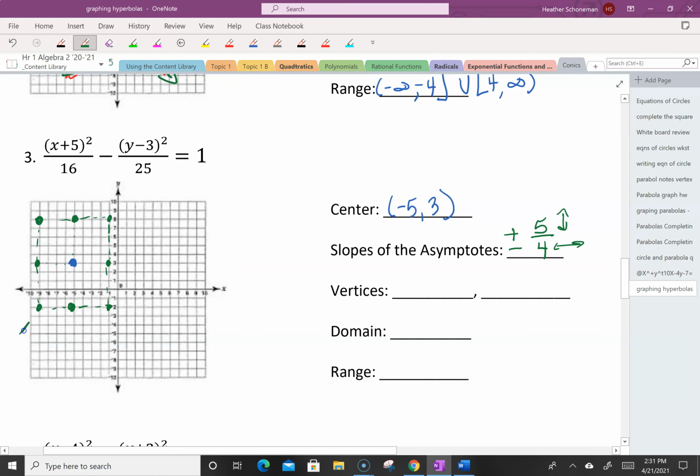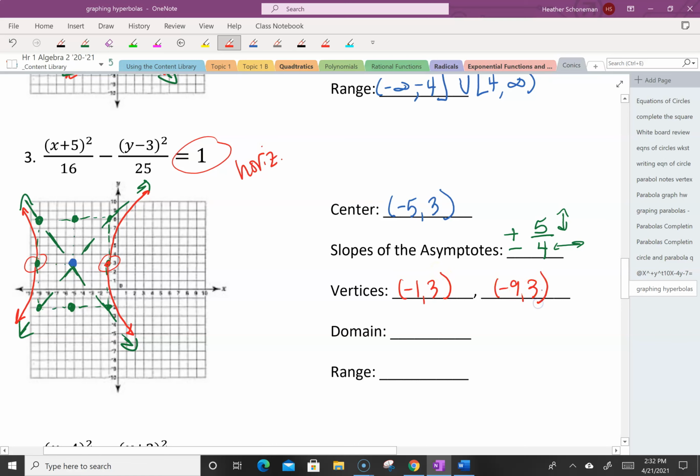Once I have the box, then I can graph the asymptotes. Now we need to determine what kind of hyperbola it is. Well, it's +1, so it's going to be horizontal. And so I'm going to start on the right and left. So it's going to go real close here, real close here, real close here, and real close here. So the vertices are these 2 points, which would be -1, 3, and then the other side would be -9, 3.